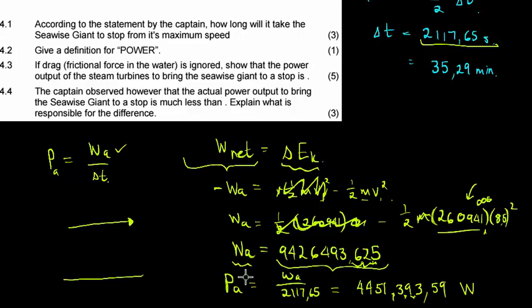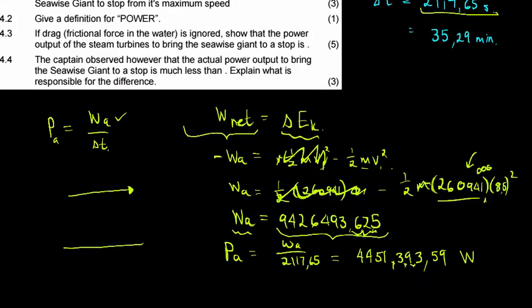Okay? The reason why the observed power of the engines is less than that is because we ignored friction. But in reality, you're not going to ignore friction. Do you understand? So in other words, the actual power output to bring the sea-wise giants to a stop is much less. Explain what is responsible for the difference.